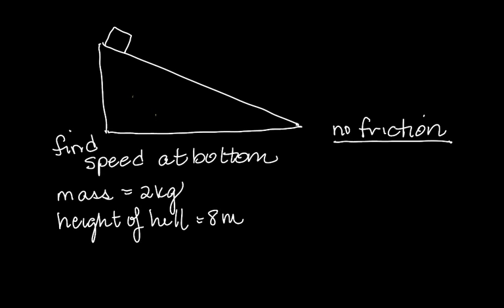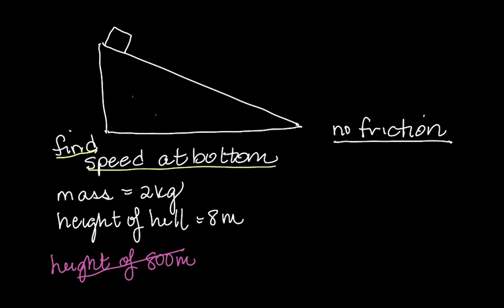Note also these are reasonable numbers. I guess 8 meters is a pretty high hill, but maybe this could be like a skier or something like that with no friction. Okay, although the weight's a little bit low at 2 kilograms, but okay, we'll go with these numbers for now. But it's always good to make sense of your numbers and make sure they're not completely off. Like I wouldn't want to do a height of, say, for a skier, 800 meters. That's probably way off. Okay, so given that information, we need to identify the speed at the bottom.